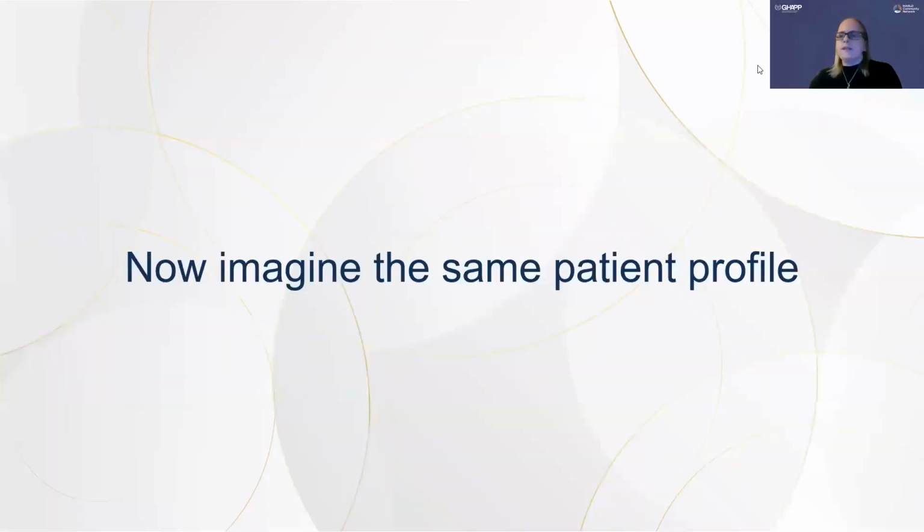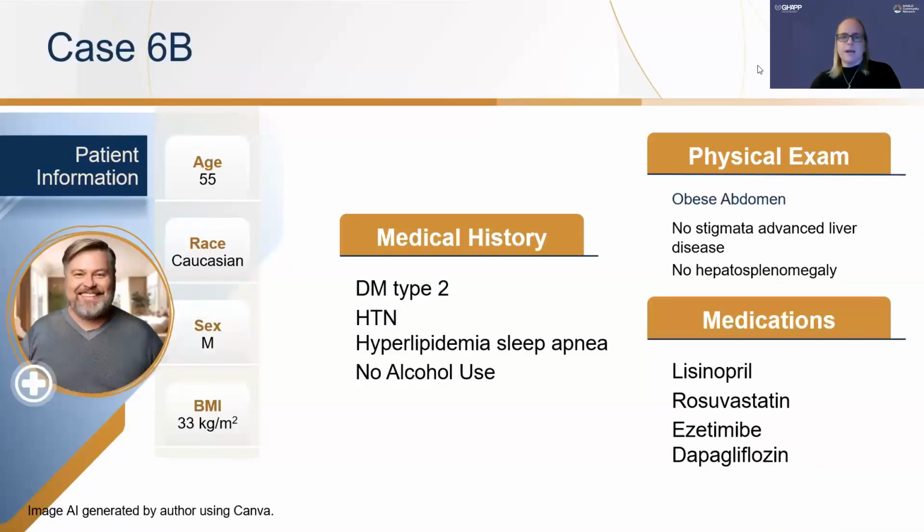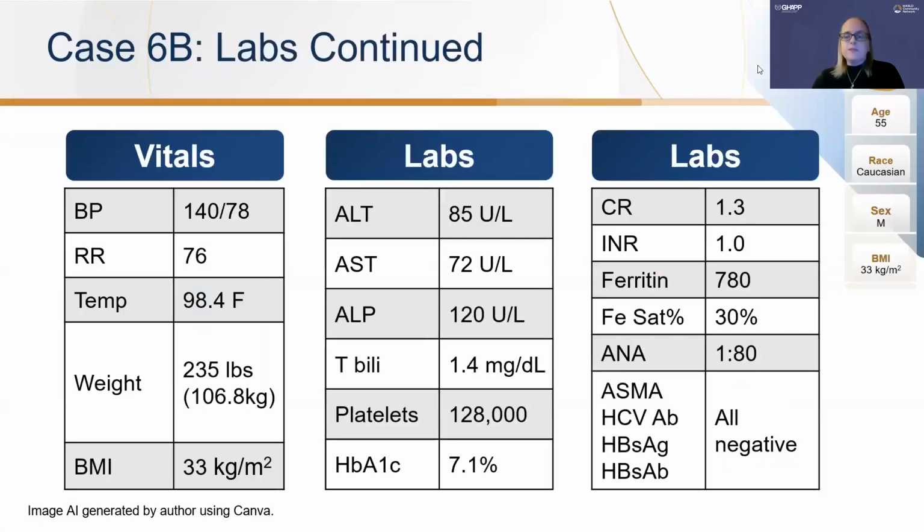Okay, so now imagine the same patient profile, same guy. Medical history is the same, metabolic syndrome, the physical exam is the same, so no stigmata of advanced liver disease, but we have some different results for labs. So vitals are the same, liver function tests, the liver enzymes are the same, but now we have a bili that's 1.4, not quite normal. We have a platelet count that's 128,000, so poor man's biopsy, we're less than 150,000, I'm worried. Again, A1C is not great.